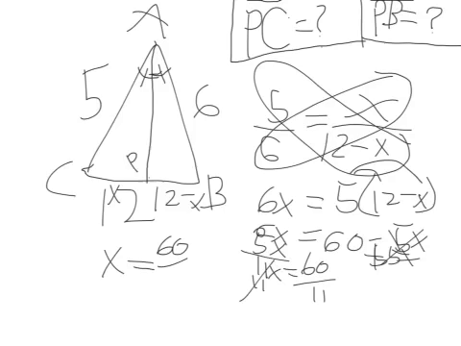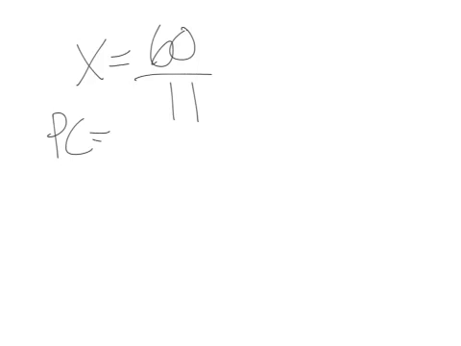So now we know PC equals 60 over 11. And to just neaten up the answer, we have x equals 60 over 11. And PC equals x, so that means PC equals 60 over 11.